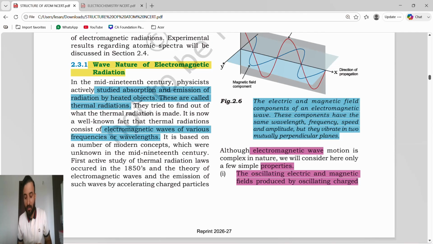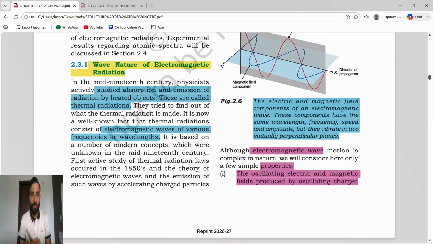Correct? So suppose you take an iron rod and heat the iron rod. If you bring the hand near that iron rod, you will feel the heat. Why? Because heat is flowing in the form of radiation. So what is this object? A heated object. So the object is heated.